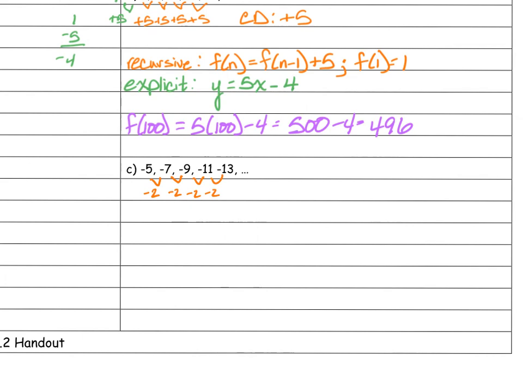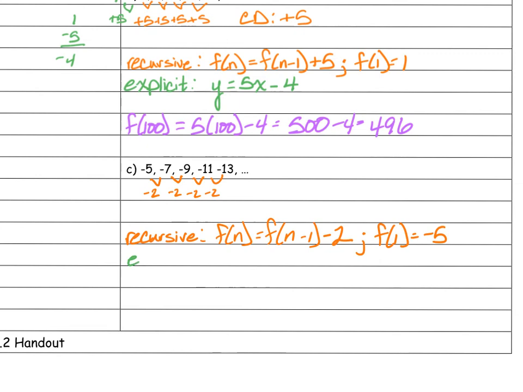So I've got my recursive equation. Recursive is going to be f of n equals f of n minus 1 minus 2 this time. And my starting point, f of 1, equals negative 5. Same thing, okay? Equals negative 5.